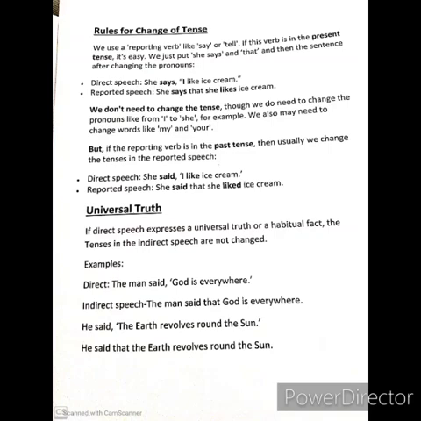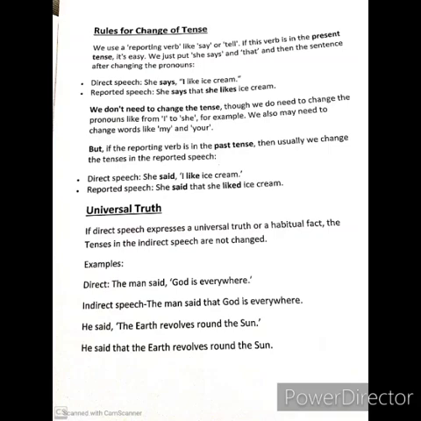Example, she said. Here you see this said, what I highlighted, is in past form. The sentence is, I like ice cream, the direct speech. So in reported speech, we have to change the tense. How this change of tense occurs, I will come up with a proper chart which will help you a lot to understand it. See, here I showed one example. She said that she liked ice cream. One thing you have noticed, that I have changed the pronoun and I have changed the present tense to past tense. In my next video I'll come up with the chart. Before that, let's discuss universal truth, where we do not change the tense.